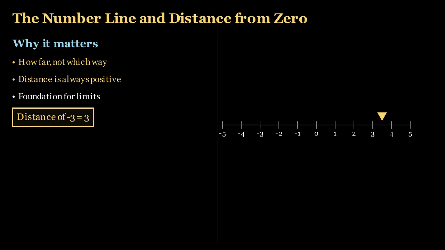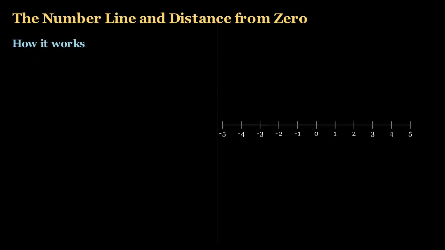In calculus, this idea of distance from 0 becomes the absolute value, and it's the key to measuring how close two numbers are, which is the heart of limits. To find the distance of any number from 0, you simply count how many steps it takes to get there, ignoring whether you went left or right. Mathematically, we just drop the minus sign if there is one.